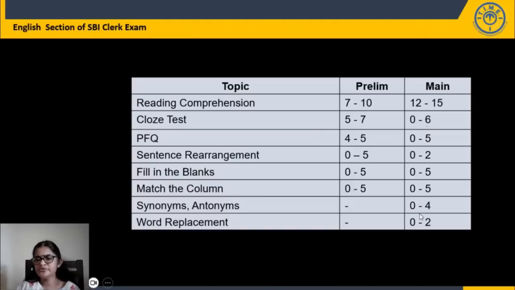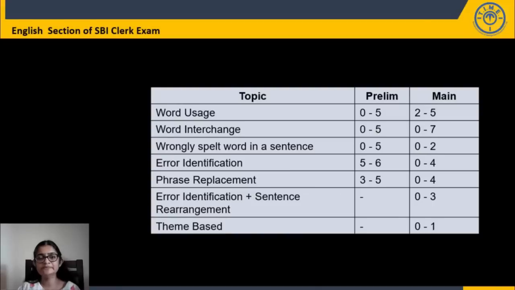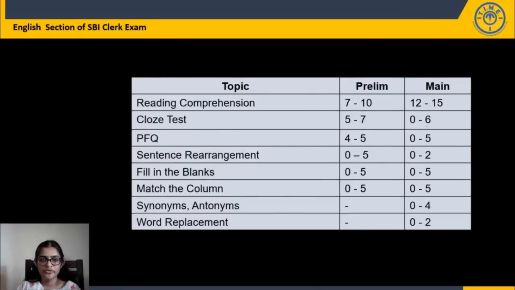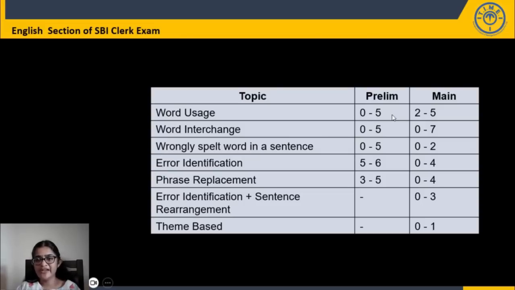Here, up to 4 synonyms and antonyms questions and up to 2 word replacement questions. Word usage, up to 5 questions here. 2 to 5 questions typically occur in the mains exam. Up to 5 questions of word interchange in the prelims exams. Up to 7 in the mains exams. Spelling questions, when they occur in some exams in the past, up to 5 wrongly spelt words have been given in the prelims exams. In the mains, it is not very common, but 1 or 2 questions have appeared.